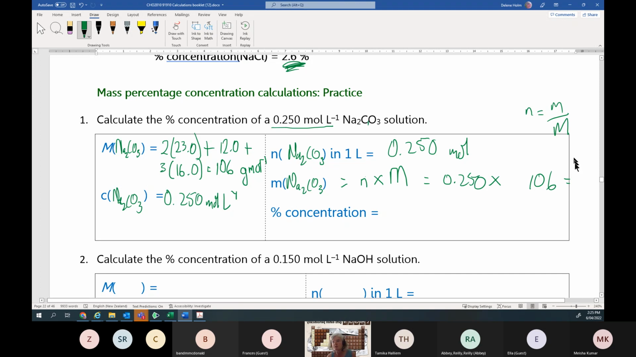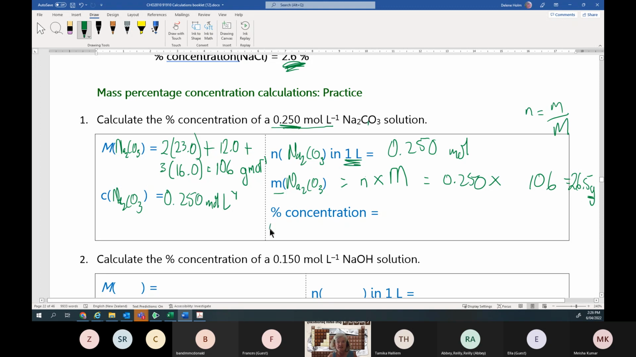26.5. Okay, grams. So remember, always look at units. I am working out the mass, so my unit is gram. And you look at significant figures. I had 3 significant figures there, so my answer's in 3 significant figures. But this was in 1 liter.